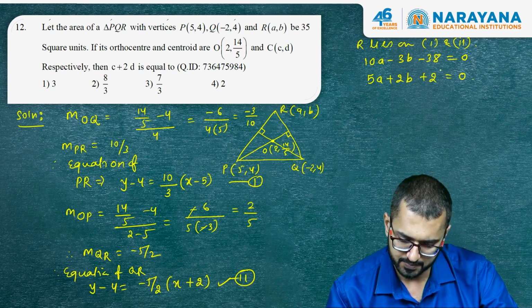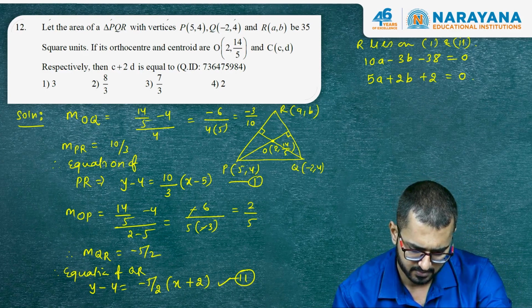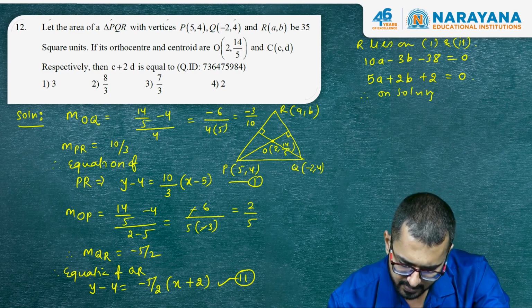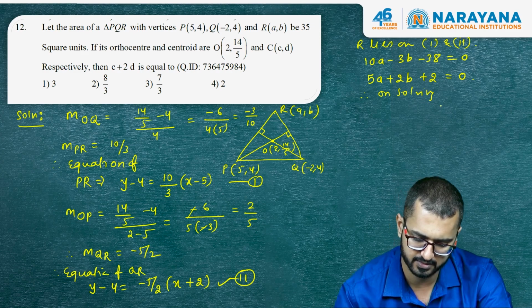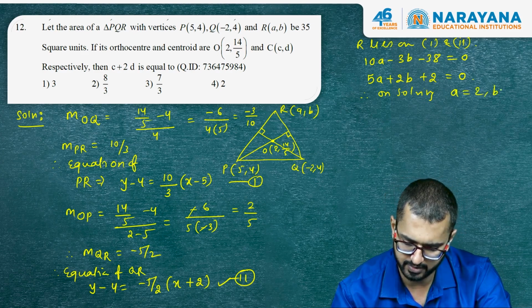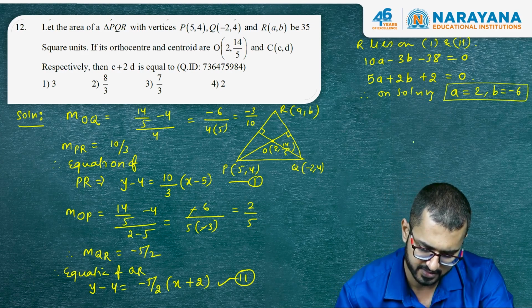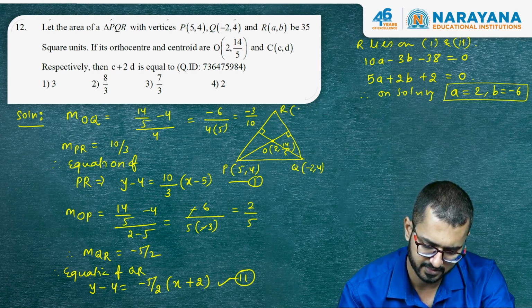So now we need to solve this to get a and b. So we have 5a and then 2b. On solving we get minus 2, and this is 38. So 8 and 20 plus 18 is 38, and 10 minus 12 is minus 2. So a will become 2 and b will become minus 6. So a is 2 and b is minus 6. That means we found the coordinates. So the coordinates of R are going to be 2 and minus 6.